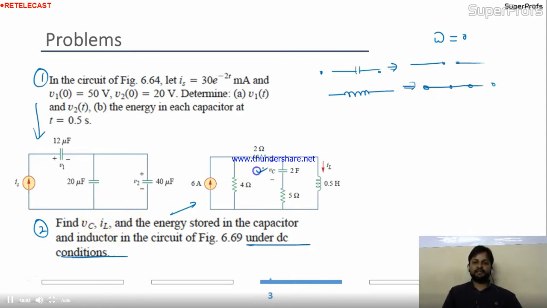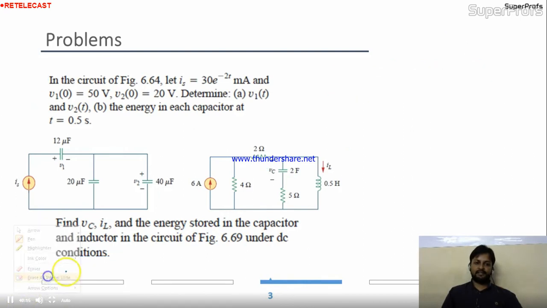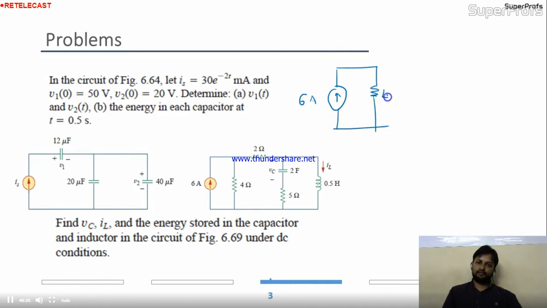Where is the VC? Here is the VC. IL, where is the IL? IL is given over here. And the energy stored in the capacitor and inductor is also asked under DC condition. So I'll replace the circuit by the DC condition given in the question. Okay, I'm doing this over here. This is the 6 ampere source, connected with 4 ohm, 2 ohm. I'm replacing the capacitor by an open circuit.